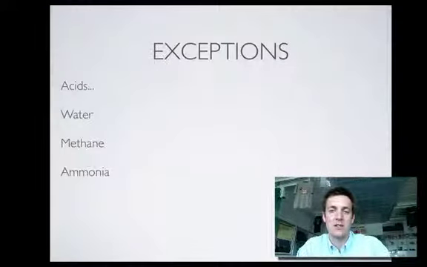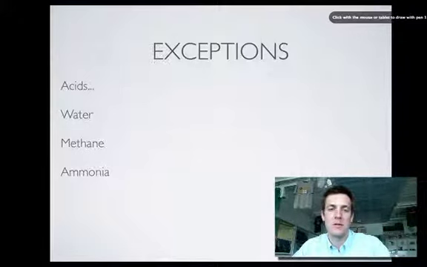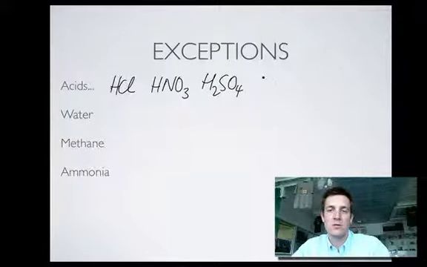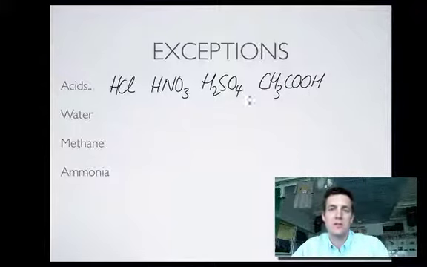And this next slide deals with a few exceptions. That is to say, substances that don't follow the covalent naming system, because they've been around for so long that people have got common names for them. So for example, HCl is often called hydrochloric acid, HNO3 nitric acid, and H2SO4 sulfuric acid. You've also got vinegar, or ethanoic acid to be more precise. They're all covalent substances.